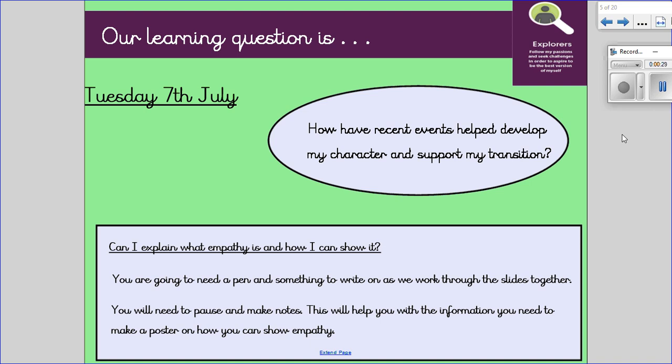So you're going to need a pen again and something to write on as we work through the slides together, because you will need to pause and make some notes. Now your notes are going to help you with the information you need to make a poster on how you can show empathy. So we're looking out for the ways that we can show empathy and obviously what empathy is. So that's what you want to be making notes on. Okay, so make sure you're ready for that.